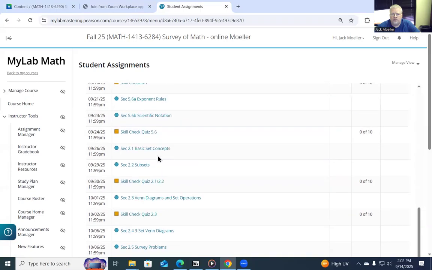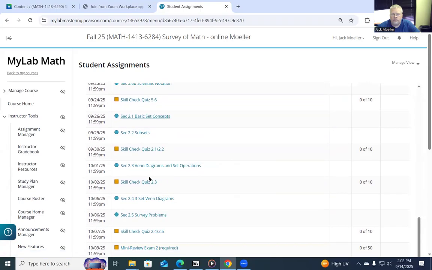So this test covers those two sections, 6.4 and 5.6, and Chapter 2.